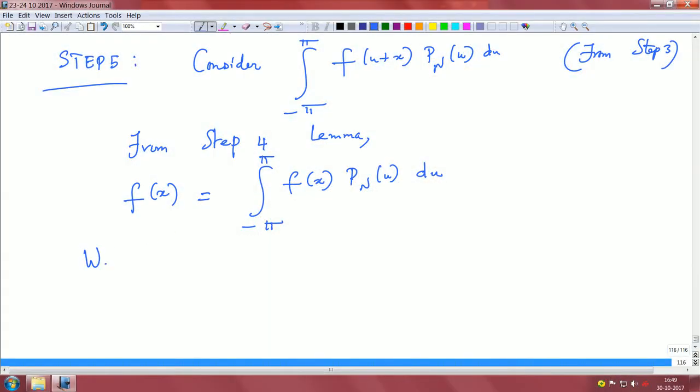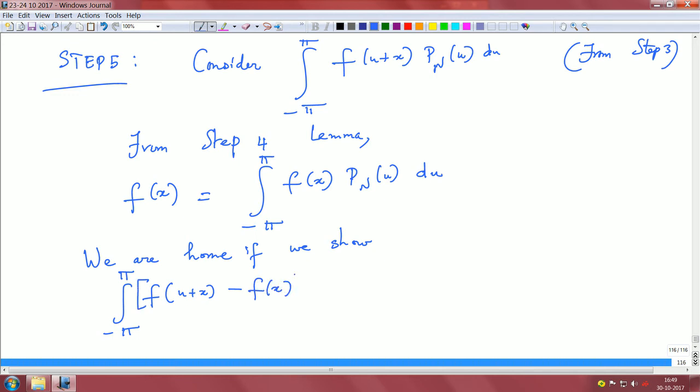Now, this trick is important. We are home if we show that the integral from minus pi to plus pi of f of u plus x minus f of x times Pn of u du tends to 0 as n goes to infinity.